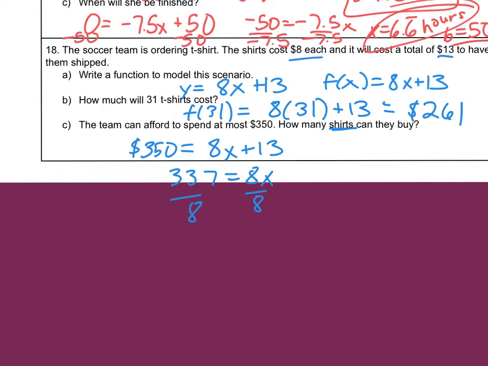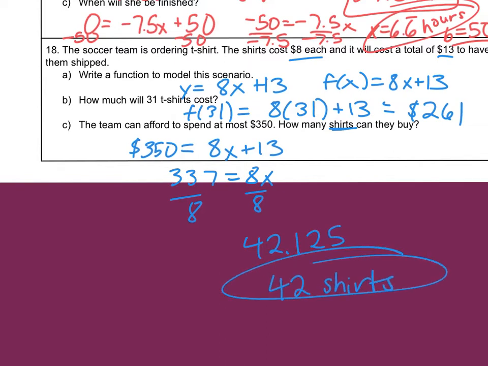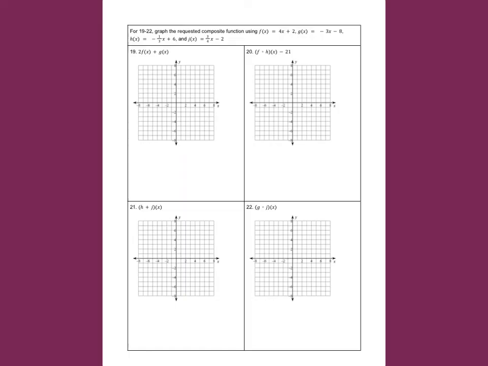Gives me 42.125. Okay, so can I have 0.125 of a shirt? No, but I can have 42 shirts. So that's going to be the answer that I'm looking for. Okay, cool, let's keep going.